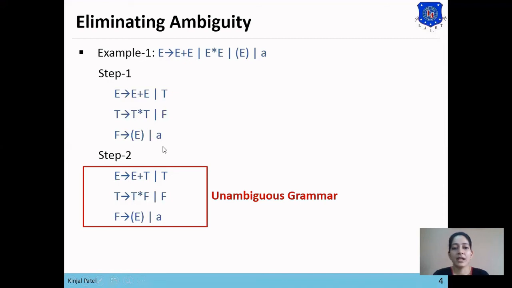If we are attempting top-down parsing or bottom-up parsing, we need to eliminate ambiguity first, because top-down and bottom-up parsers both cannot allow ambiguity in a grammar.